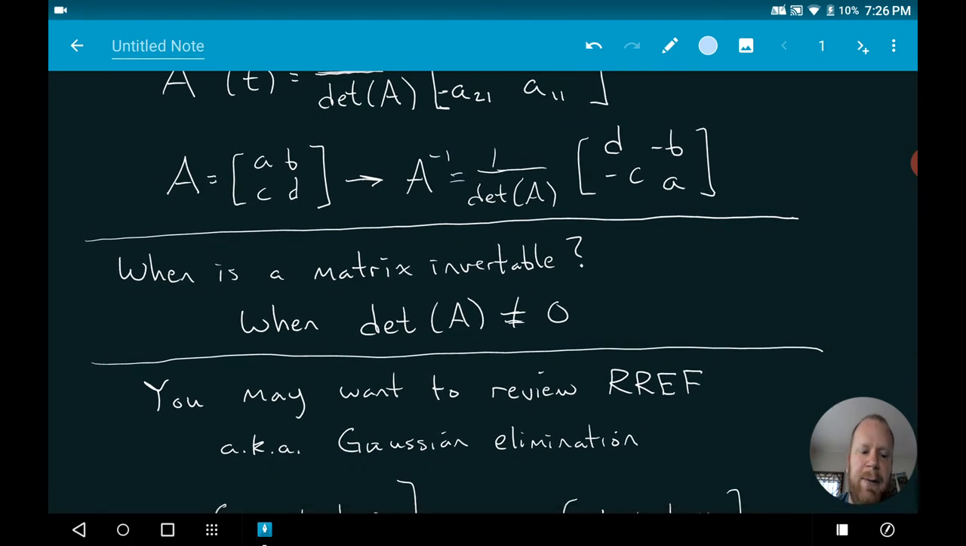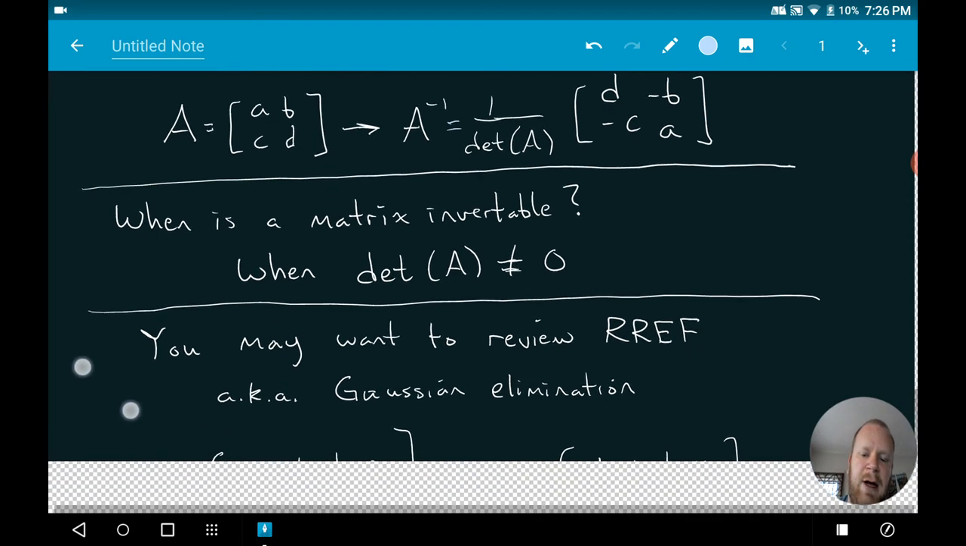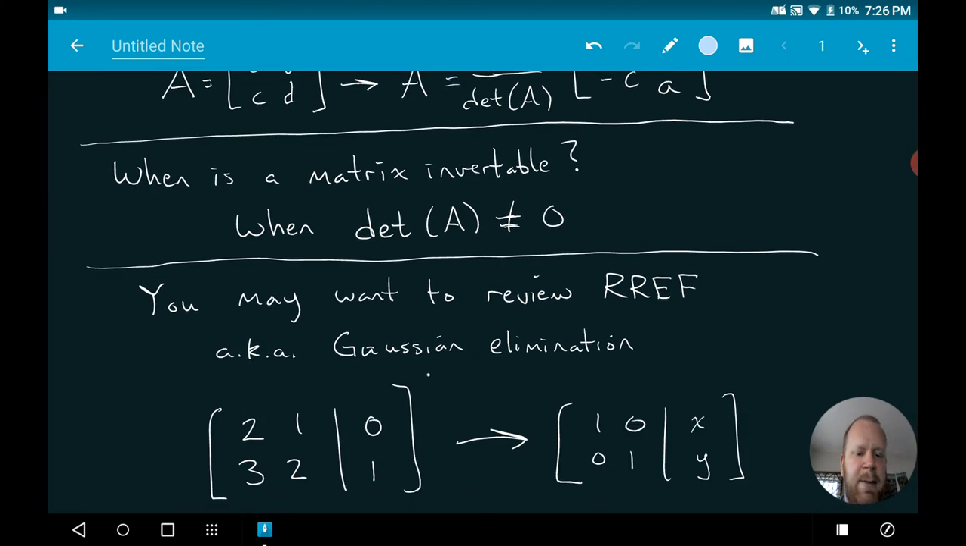A big skill that you'll be using in almost every one of these problems in Chapter 4 is this reduced row echelon form, or Gaussian elimination. You might recognize this as an augmented matrix, but if I give you some 2x2 matrix that looks like this, then most of the time our goal is to find the identity matrix, and that'll tell us what our x and y components are, whatever we use to define these two columns here.